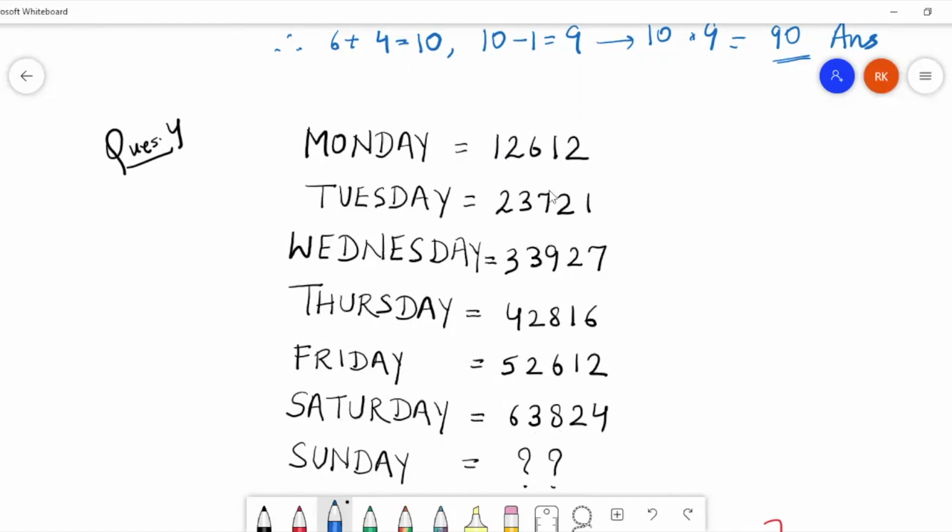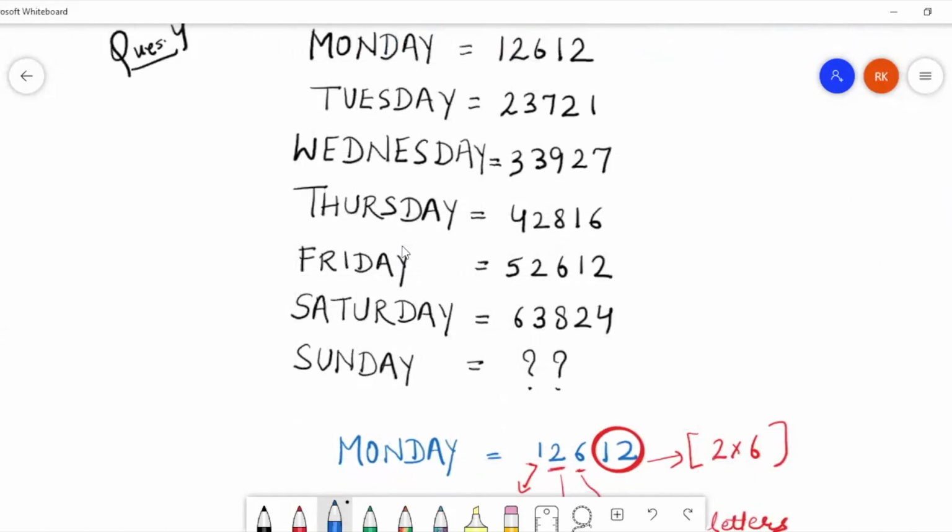Now what is the 6? If we see, there are 6 alphabets in Monday. So 1, 2, 3, 4, 5, 6. That's 6 we have written. Let's see for Tuesday. 1, 2, 3, 4, 5, 6, 7. Yes, 7. Then for Wednesday, it's 9. For Thursday, it's 8. Friday, 6. So yes, this third number is the number of alphabets. For Sunday, we will have 6.